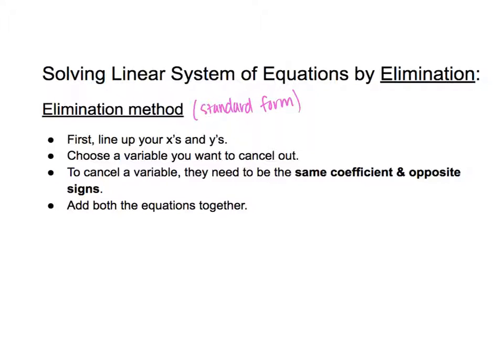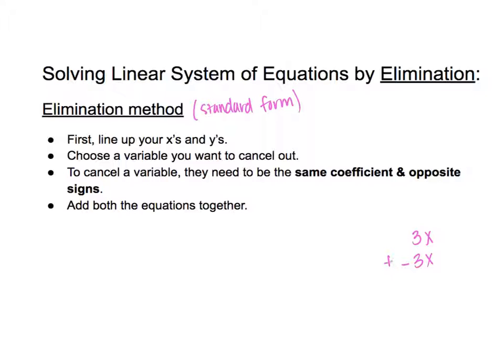So what you want to do is make sure the x's and y's line up when you have two equations. You're going to choose one of the variables you want to cancel out. And to cancel out a variable, you need the same coefficient but opposite signs. So let's just take a moment to understand what that means. Same coefficients, like two variables such as 3x and another 3x. These are two of the same coefficients, but it says opposite signs. So let's make the first one positive and then this second one here a negative.